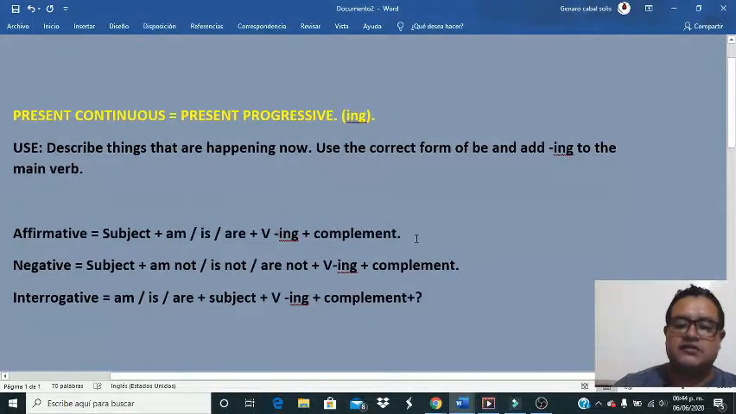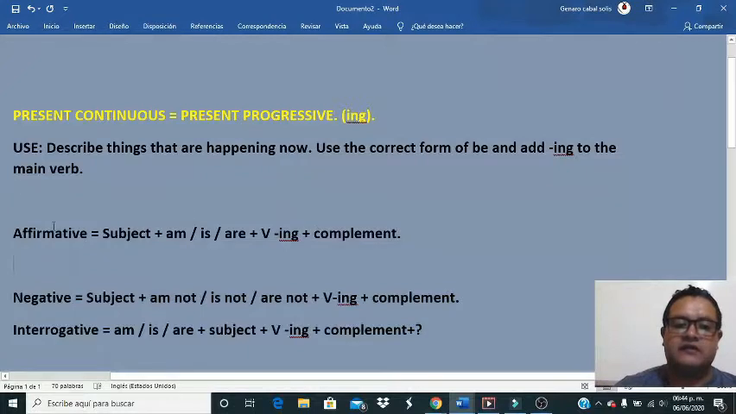So let's start analyzing the affirmative. Vamos a analizar primero la afirmativa. We need a subject plus am, is, or are plus the verb with ing form plus a complement. So in this case, we need a subject. For example, Maria or no, Perla. I will use Perla. Perla is my subject. Perla, after the subject, I need am, is, or are.